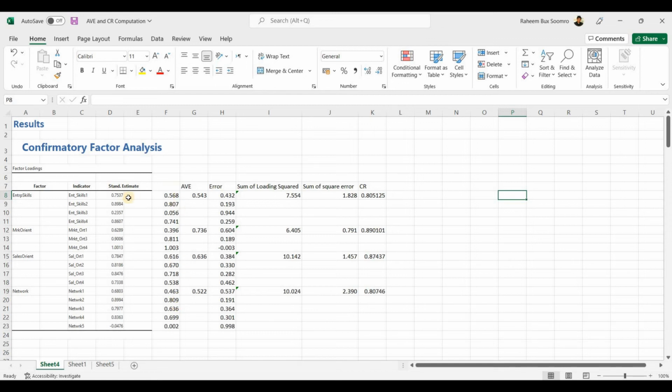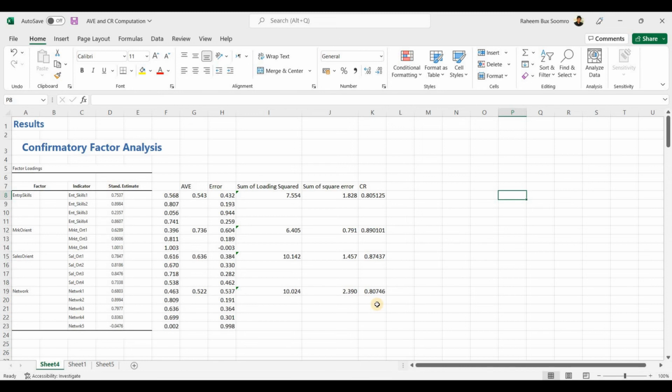So for example, these are standard loadings. First, you have to get the square of these loadings and then compute the AVE, average variance extracted. Then from this, you can compute the error, then the sum of loadings, and then the sum of errors, and then you will be able to reach the CR, composite reliability.